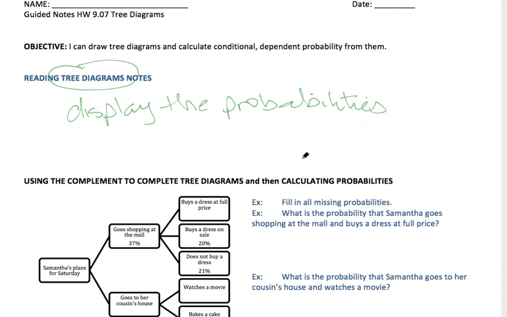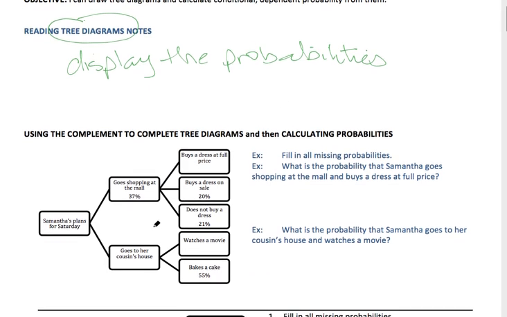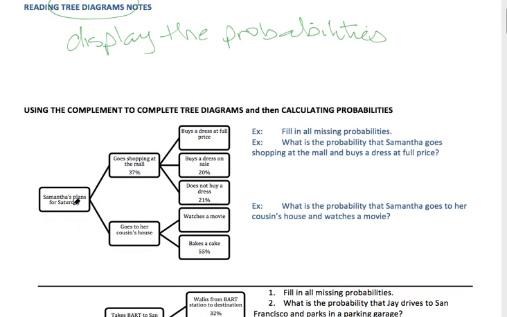And you'll see on your piece of paper that they're covered. Your paper is covered in all kinds of what are called tree diagrams. So we have what a probability is, what the situation is, and then these are called branches. Each one of these is called a branch. The fact that they're called branches is not what is important, but I want you to see that it looks like a tree. Okay, so we have Samantha's plans for Saturday, and then we have these two possibilities.